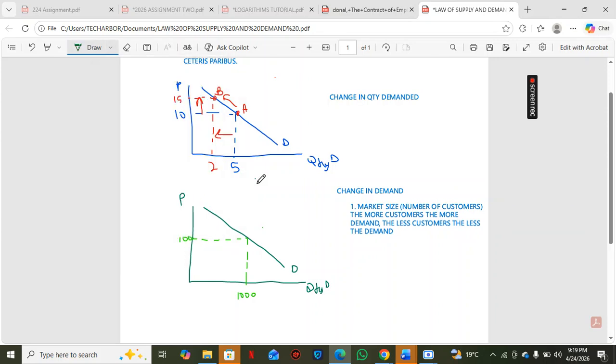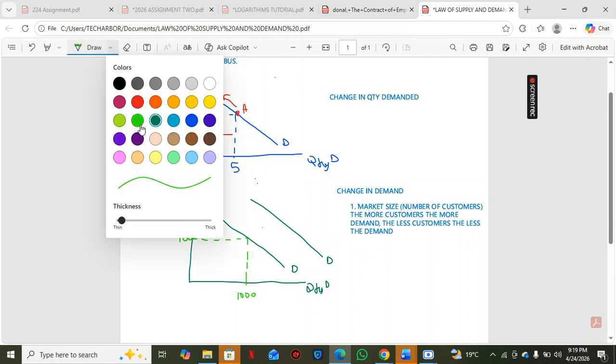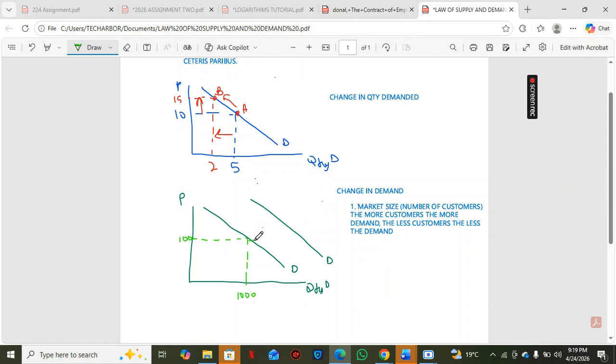You've opened up a new store in another location, so you now have new customers. What's going to happen is your demand curve is going to shift like this. You haven't changed the price of the good, but you have more customers. With more customers, it means you need to sell more units. So you find quantity demanded now doubles to 2,000 units.